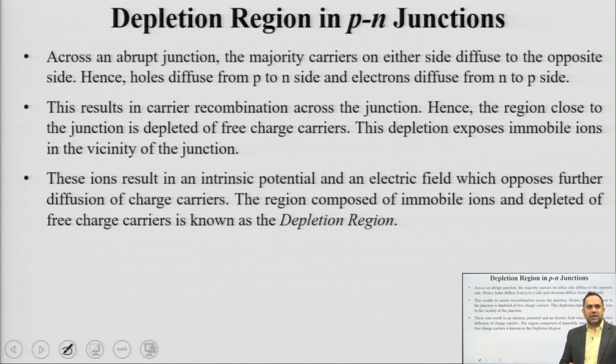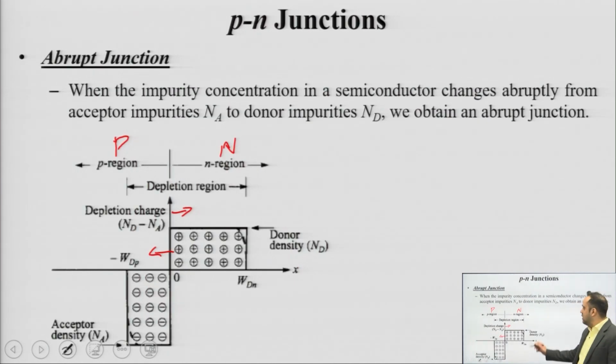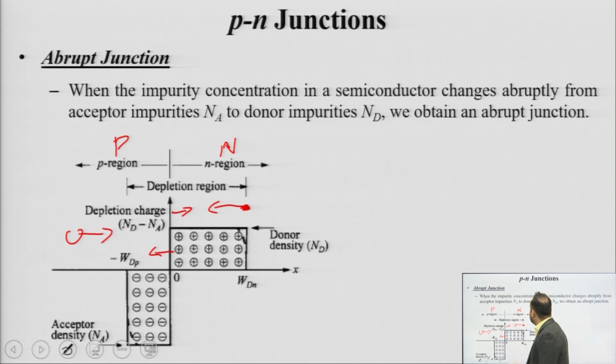So, after this recombination has taken place, we would come back to our abrupt junction. This is how the junction is going to look like. The region just close to the left side, just close to the right side will be depleted of free charge carriers because they recombined. So, holes were moving here, and electrons were moving here. They met at the junction, recombined and exposed your immobile ions. So, now at the region very close to the junction, you have negative acceptor ions here and positive donor ions here.